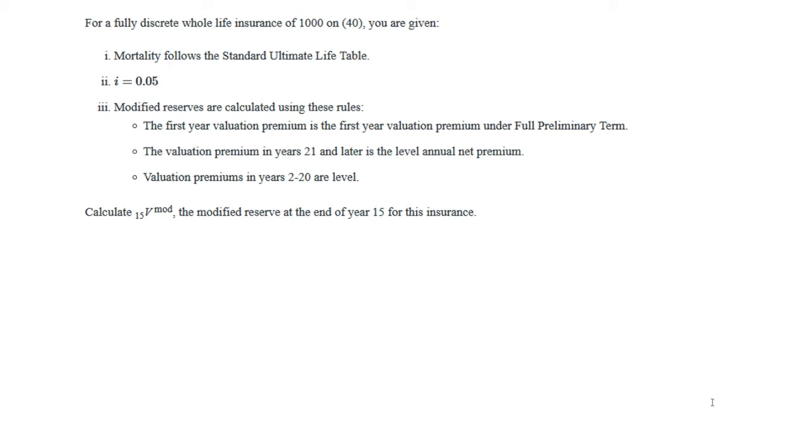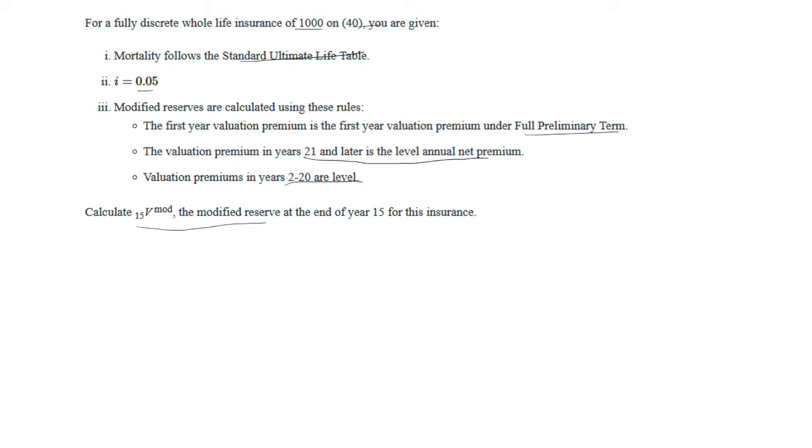We're given a fully discrete whole life insurance of 1,000 on age 40. We can use a standard ultimate life table, 5% interest. The premiums are revised. In the first year we have a full preliminary term. For years 21 and later, we have a level annual net premium, and for years 2 through 20, it's level. We want to calculate the modified reserve at the end of year 15 for this insurance.